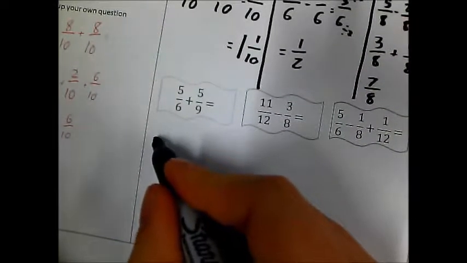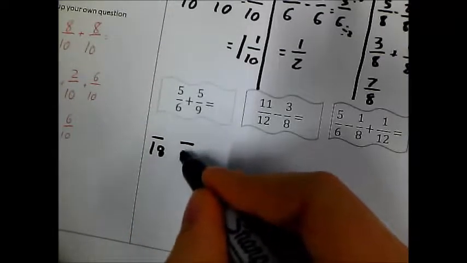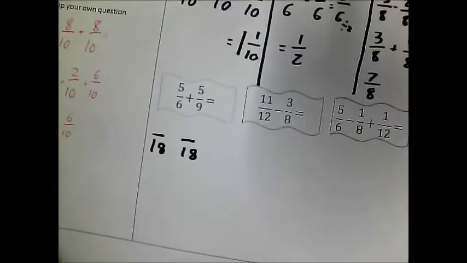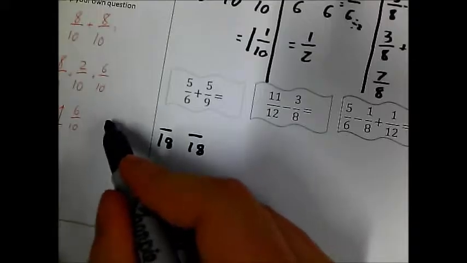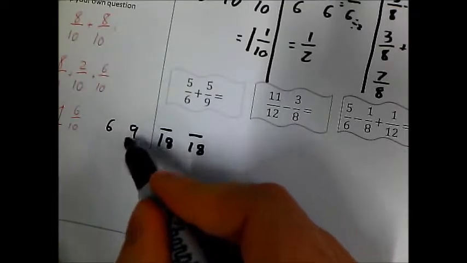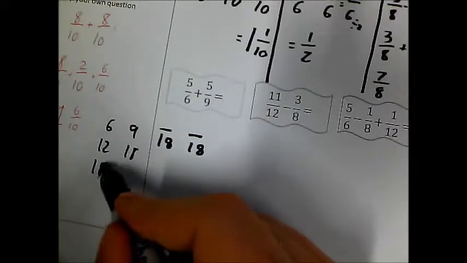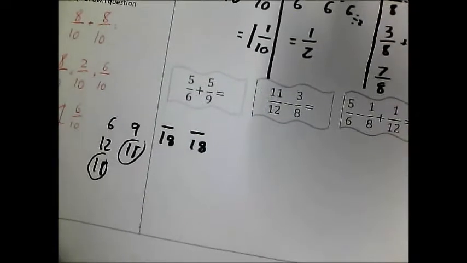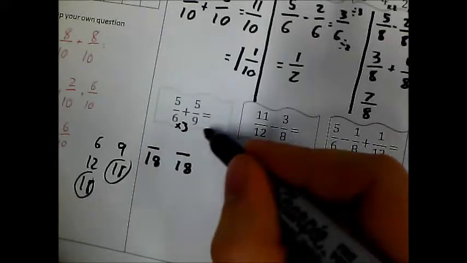This one. Okay, I want a number that's in the 6 and the 9 times table. That's 18. If you chose a different number, then make sure you do the lowest common multiple. A quick way of doing this is just quickly doing the multiples. 6, 2 sixes is 12, 18, 18. There it is.